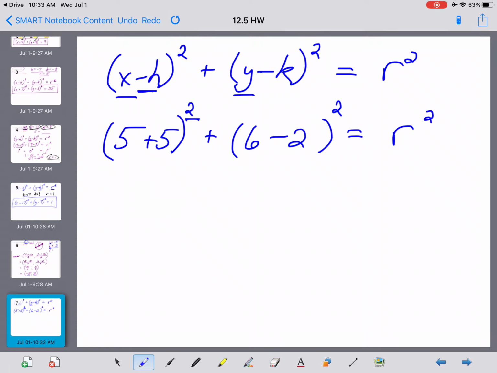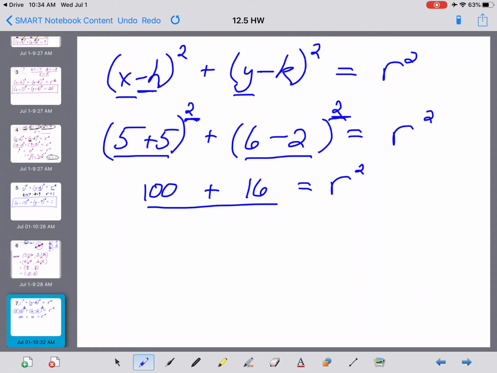I'm sorry. Let's try that again. 5 plus 5 is 10. 10 squared is 100. There we go. And now on this side, 6 minus 2 is 4. 4 squared is going to get you 16. All that equals r squared. So let's combine those two like terms, and we get something weird here, guys. 116 equals r squared.